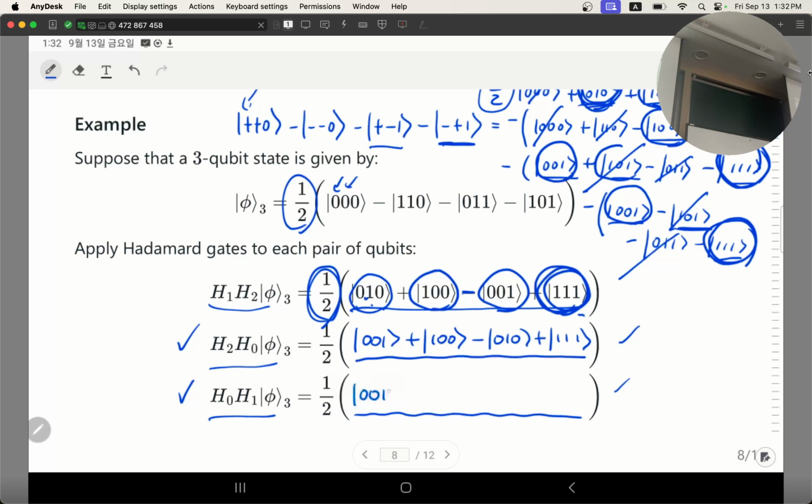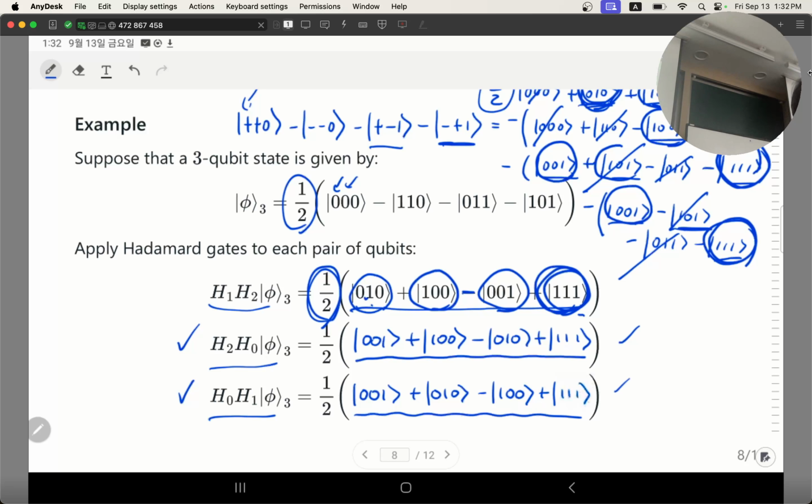0,0,1, 0,1,0, 1,0,0 plus 1,1,1. Okay, so did you get the same thing? Everyone? Okay, so I think it's right.